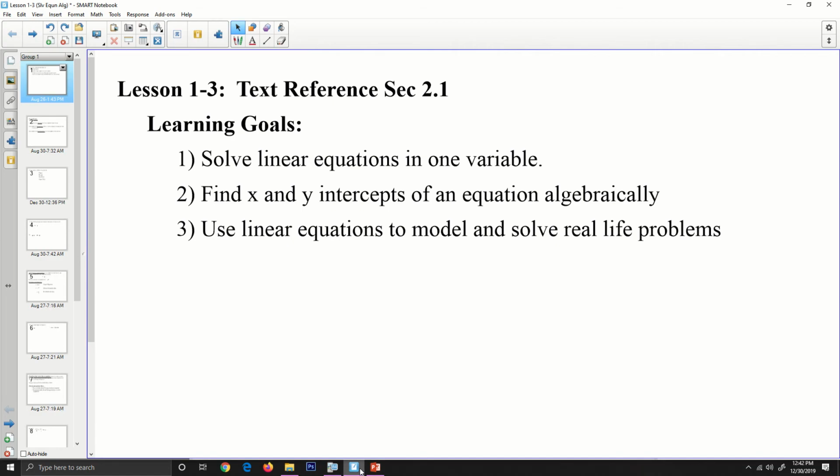So today we are going to solve linear equations in one variable. We're going to find x and y intercepts of an equation algebraically, and we're going to use linear equations to model and solve real-life problems.